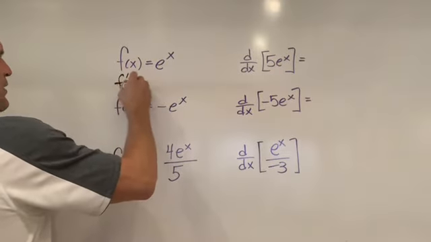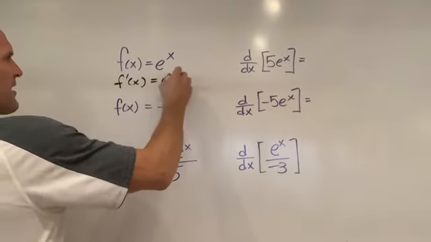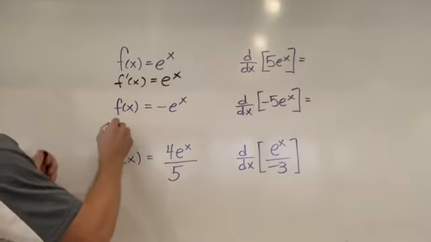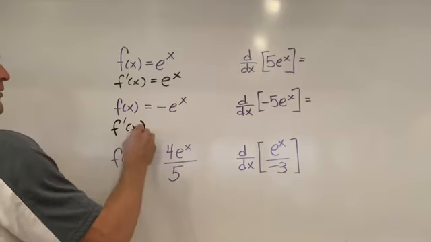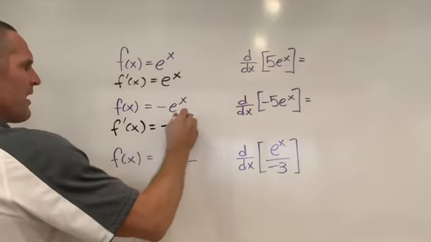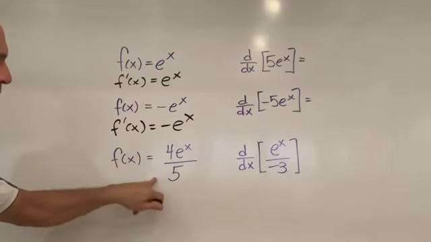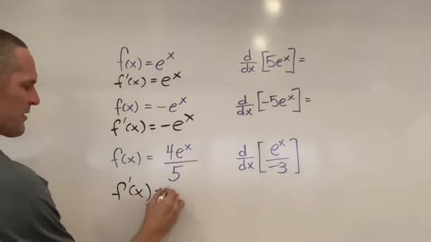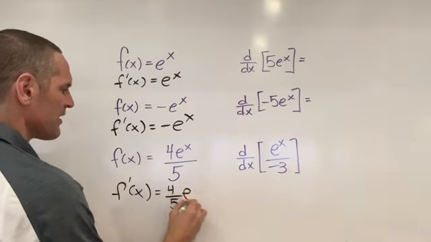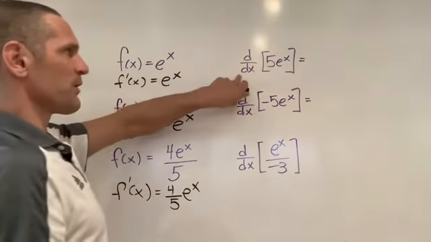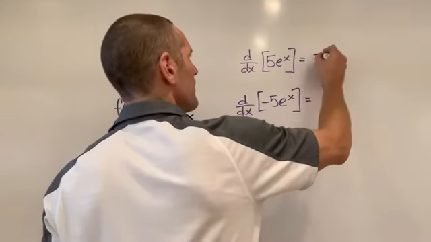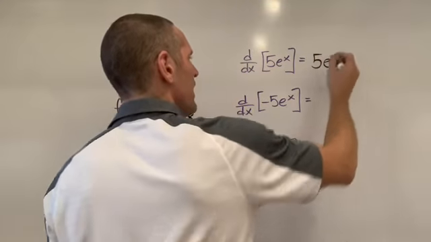f'(x) is the same thing. Given e to the x, we get e to the x. If the function is negative e to the x, then the derivative is negative e to the x. If the function is 4/5 e to the x, then our derivative is, you guessed it, 4/5 e to the x. If the original function is 5 e to the x, d/dx means take the derivative of it, we'll get 5 e to the x.